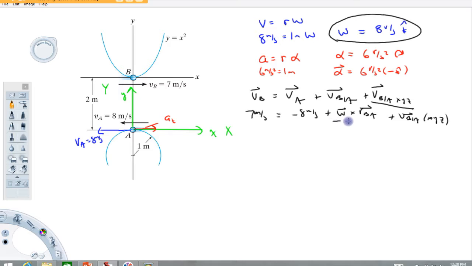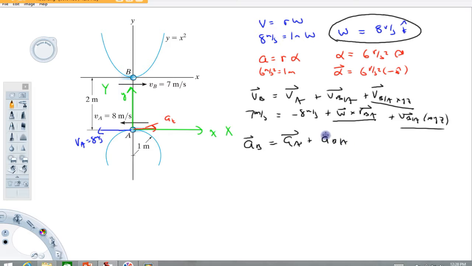Right? So again, these are values that we have, and then you basically would solve for this guy. To do the acceleration problem, we're going to have acceleration of B is equal to the acceleration of A plus, now here we got a couple things going on. Let me write it out.